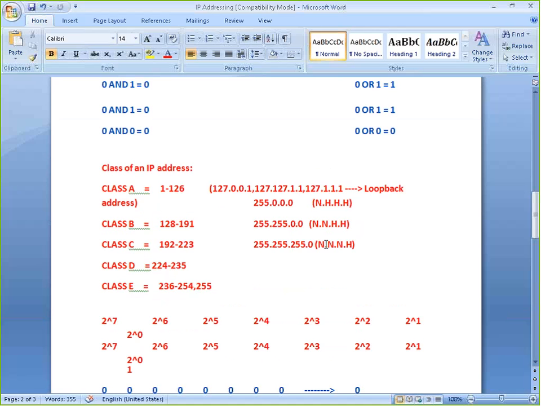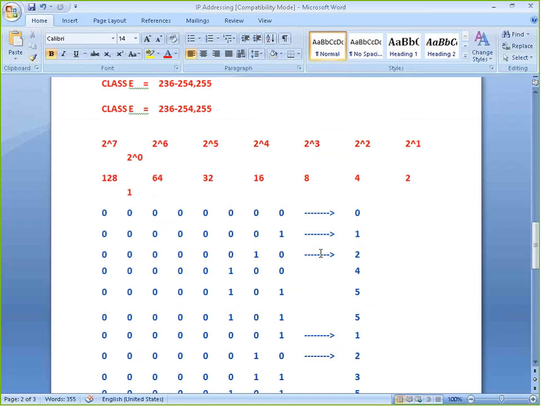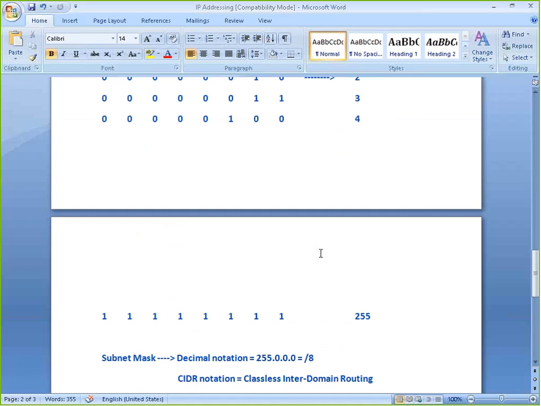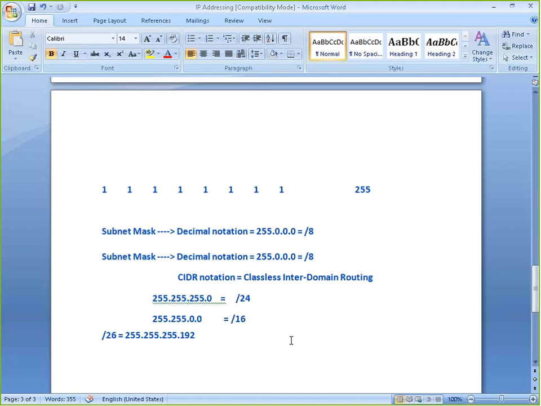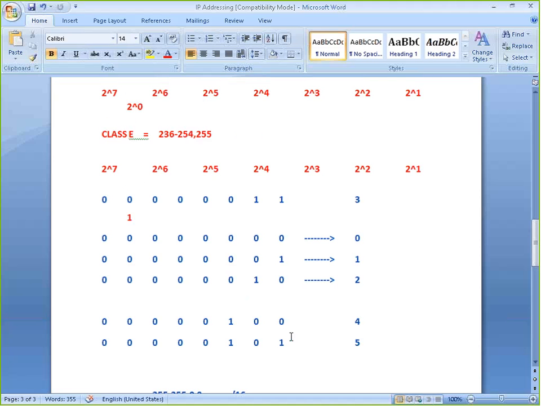So basically we ended our session in the previous one based on that particular notation, and ultimately we talked about the various different methods of specifying the subnet mask, that is the decimal notation and the CIDR notation. So these are the two major things that we talked about before we ended the session previously. Now today what we are going to really do is continue with the same thing.